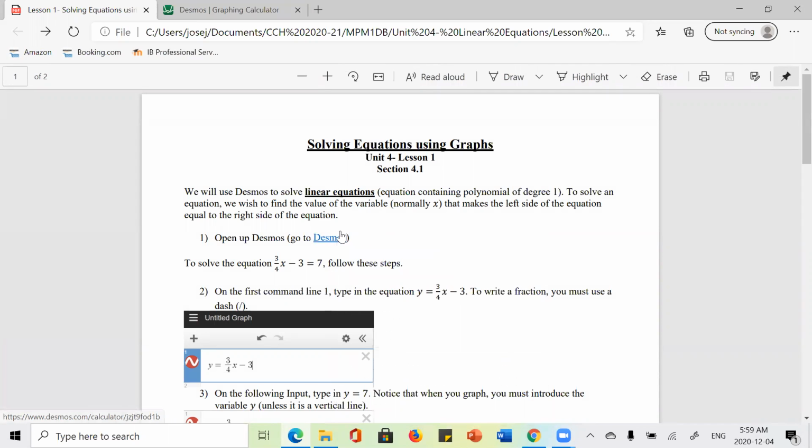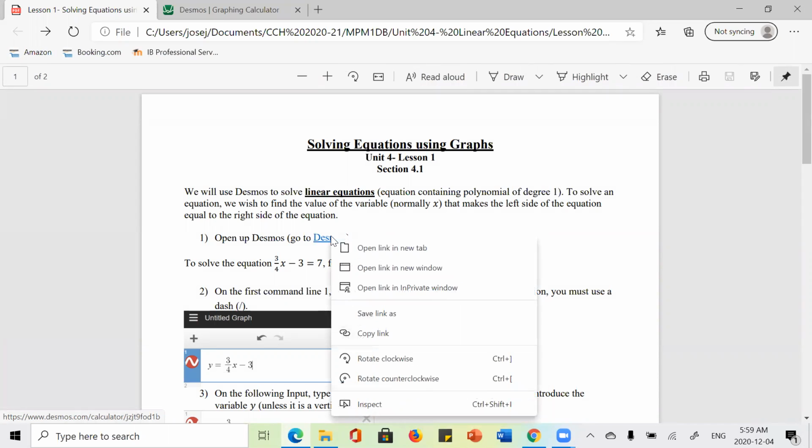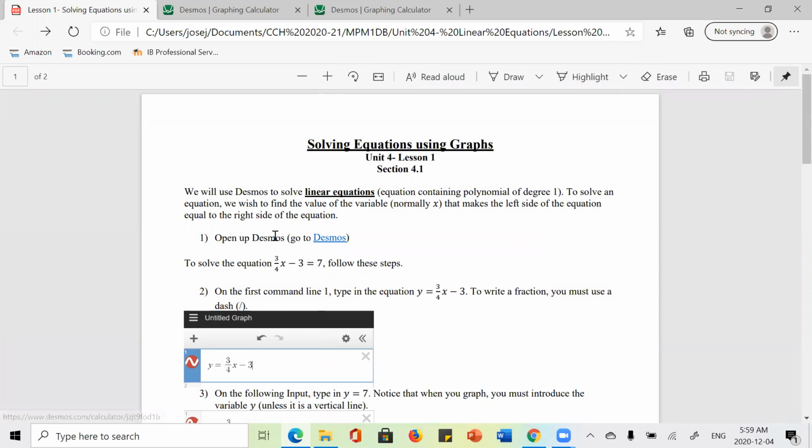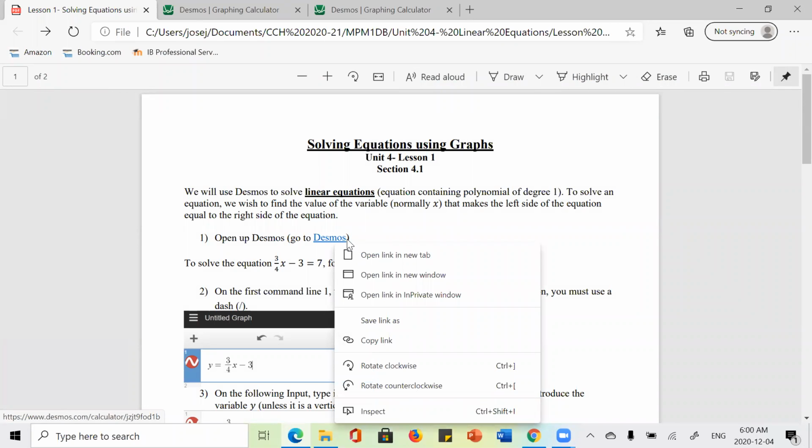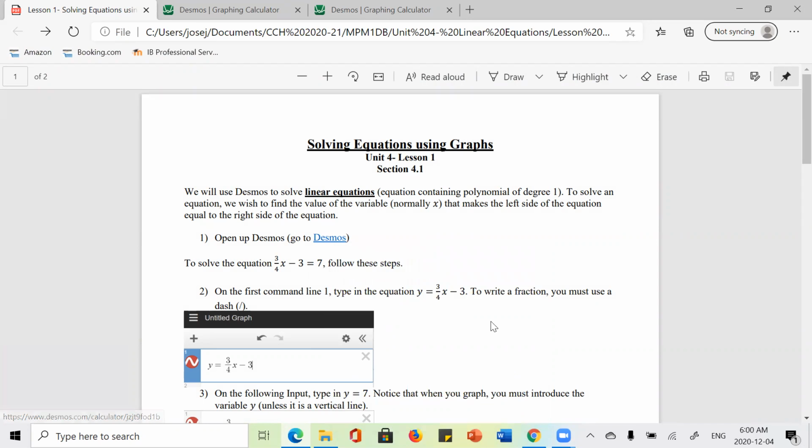If you don't know how to do that, if you right click on a link, it'll give you different options. You want to click open link in a new tab. You might want to do that so you don't have one screen where you have to switch back and forth. It's just going to be more confusing. So just right click and click open in a new tab, and then you're good, okay?